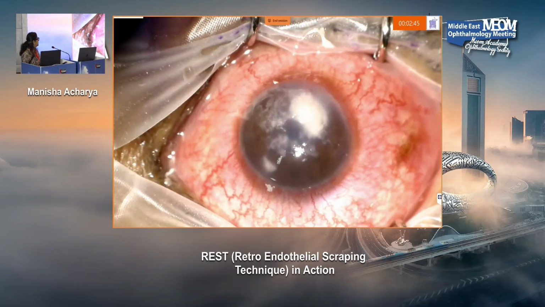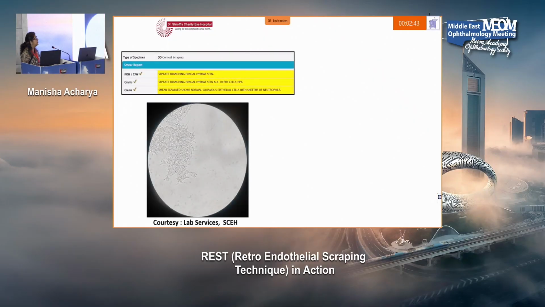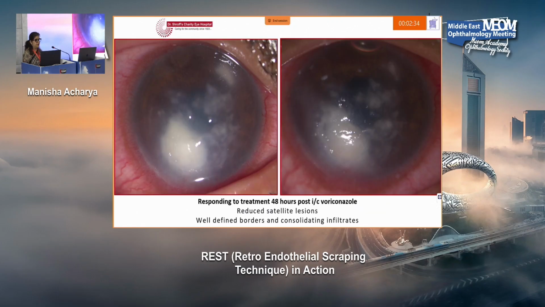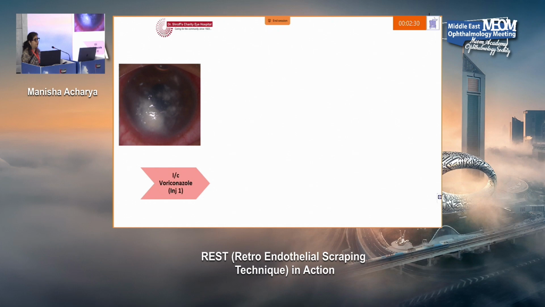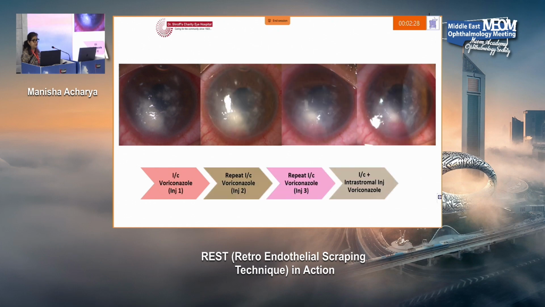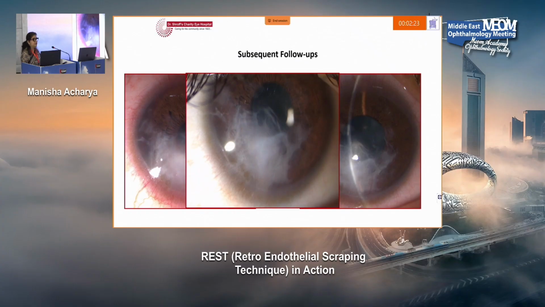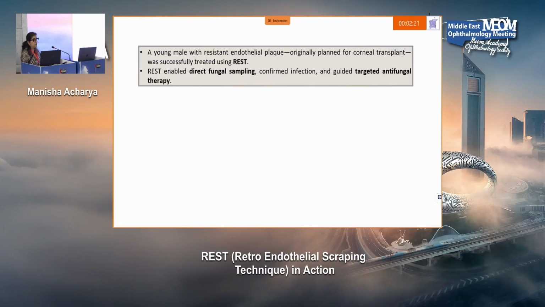Doing the diagnostic test, we realized that it did grow and show fungal hyphae, and we started the patient on antifungals during surgery itself, and we realized the patient is responding to treatment. On repeated intracameral injections of voriconazole, the patient did respond, and on subsequent follow-up, the patient did well. So it was a young male who had resistance to medical therapy for more than a month, and we could do direct fungal sampling from that.